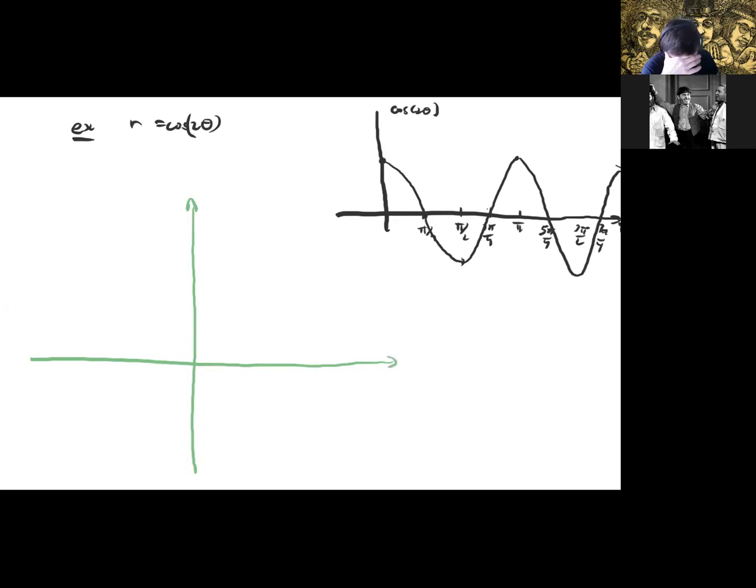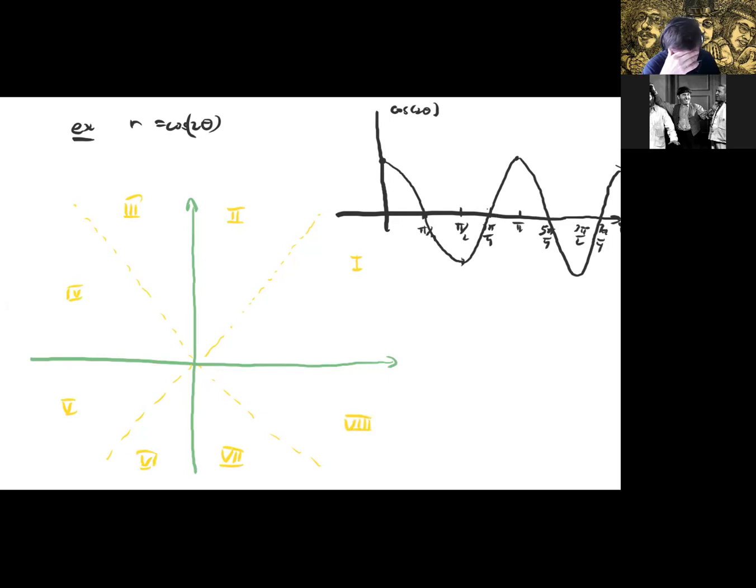Okay, so what's happening between 0 and pi over 4? So let me put in some dotted lines here. This is the pi over 4 line. Then we have pi over 2, 3 pi over 4. I'm going to make a bunch of different sectors. So let me label the sector 1, sector 2, sector 3, sector 4, sector 5, sector 6, sector 7, and sector 8.